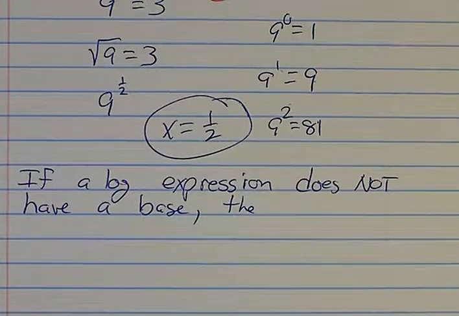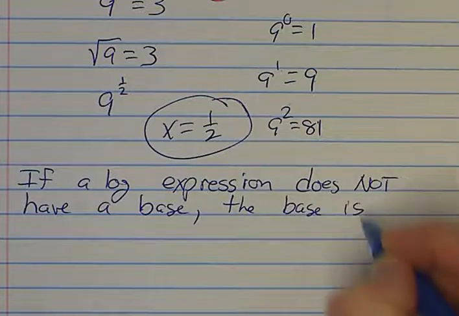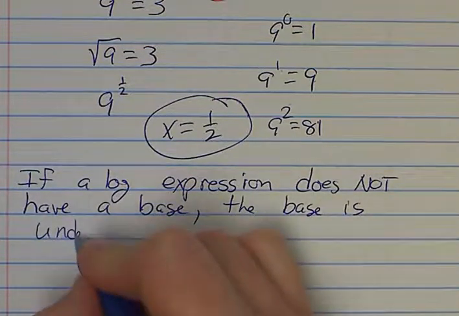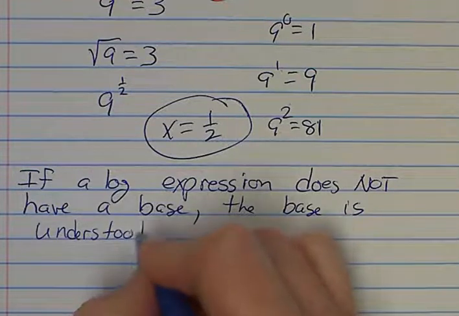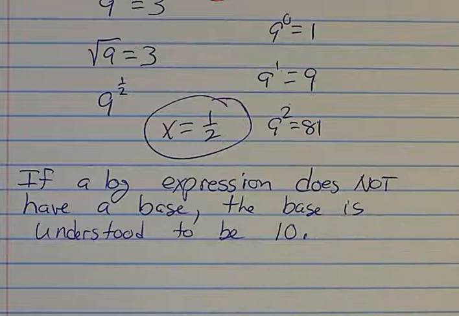If a log expression does not have a base, the base is understood to be 10, because we count on a base 10 system. To get from one group of numbers to the next, you count by 10s. If you go from 10s to 20s to 30s, you're always counting 10 numbers every time. So everything that we do is based on base 10.